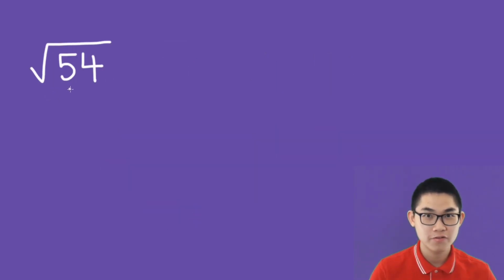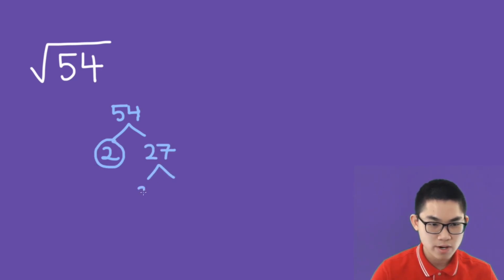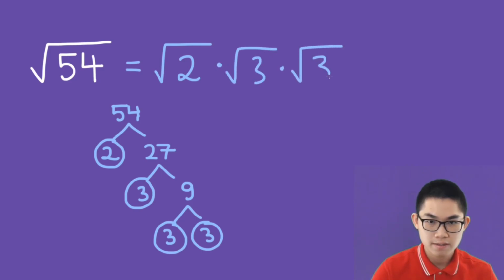The square root of 54. Well, let's draw out the tree. So since 54 is an even number, you can divide it by 2. Over here, you will get 27. 27 is 3 times 9. And 9 is 3 times 3. So the square root of 54 is equal to the square root of 2 times the square root of 3 times the square root of 3 times the square root of 3.